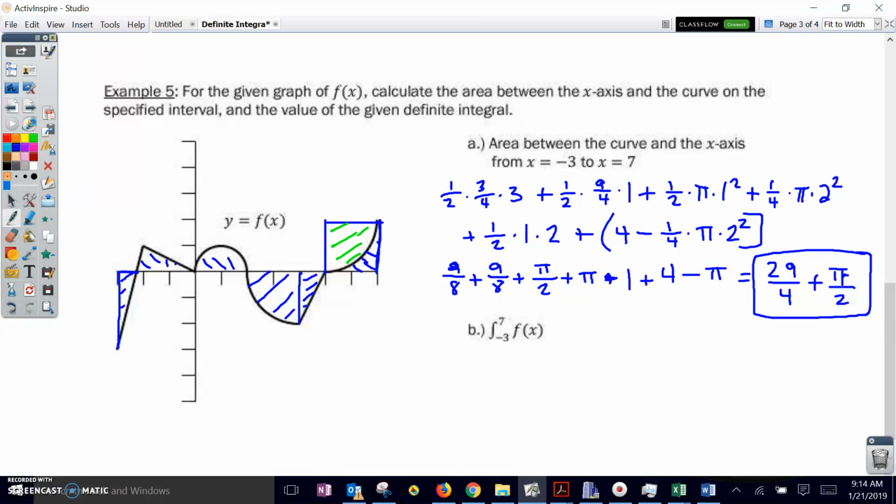Now when we find the integral, we're going to do the same thing, except we're going to count all of the regions that are below the axis, this region, and this region, and this region, as negative value. So we've got a -9/8. The next region is above the axis. The next region is above the axis. The next region is below the axis, so we'll count that pi here as negative. And the 1 is also below the axis, so we'll count that as negative.